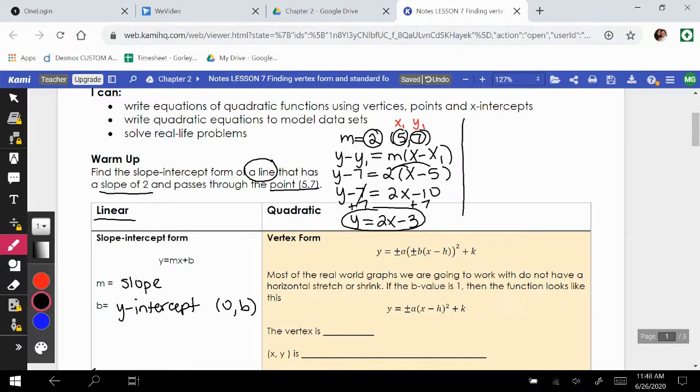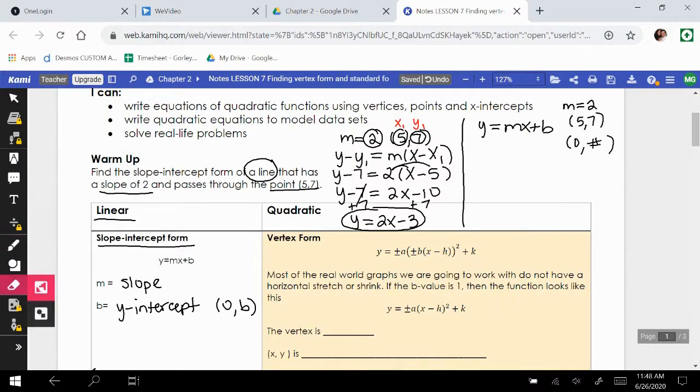I can use slope-intercept form as well. Let me show you how I would go about doing that. y equals mx plus b. In this case, again, m is 2. And remember, (5, 7) is not the y-intercept, but it is a point that's on the line. I know it's not a y-intercept because remember, y-intercepts are written as (0, some number), and that's not what we see here. So I can't say that (5, 7) is my b value, but it is a point on the line. So I'm going to label this (x, y).